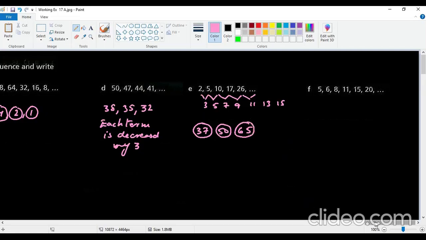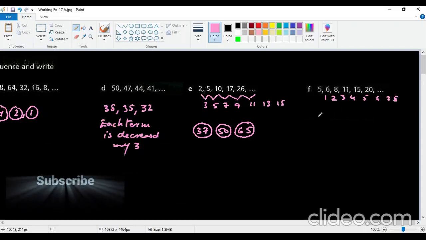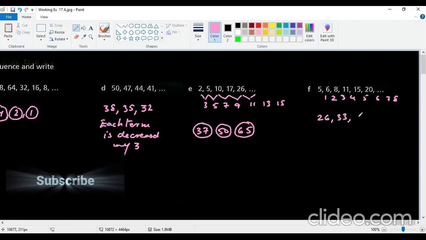When it comes to question number F, it is 5, 6, 8, 11, 15, 20. So in here you can see the difference is 1, then 2, 3, 4, 5, so 6, 7, and 8. That means your next numbers are going to be 26, 33, and 41. So each time you are increasing the number to get the next number.